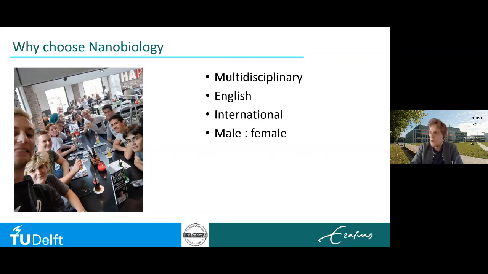So why would you choose nanobiology? Well, the word multidisciplinary has fallen a bunch of times now, but this is really something to keep in mind, because rather than studying one principle, you study multiple. So instead of just physics, or just biology, or just chemistry, or just mathematics, it's a combination of everything. Which is unique, if you will.